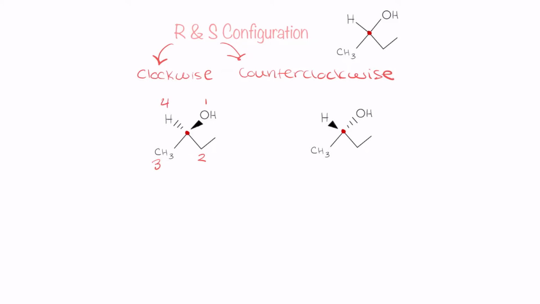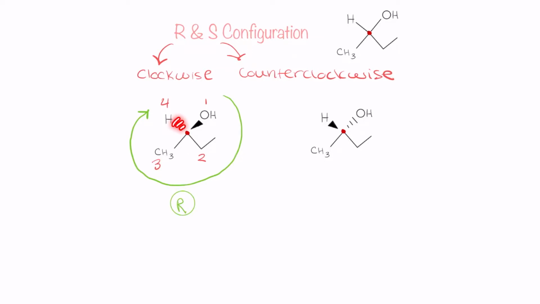So now what we want to do is follow the direction of rotation. So you go from 1 to 2 to 3 to 4. And so we see that we are going in the direction of a clock, clockwise. And so we say that this group over here is going to have R configuration. Now, I want to mention that in order for this naming system to work, the hydrogen must be on a dash as it is here.